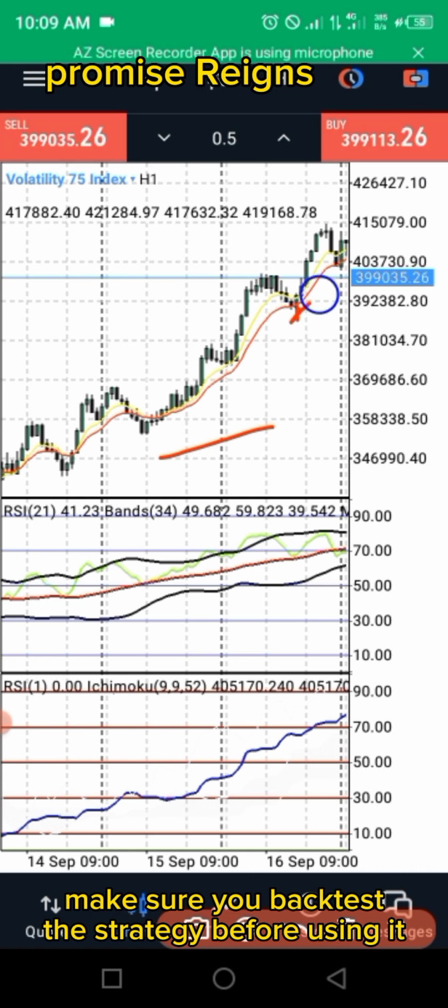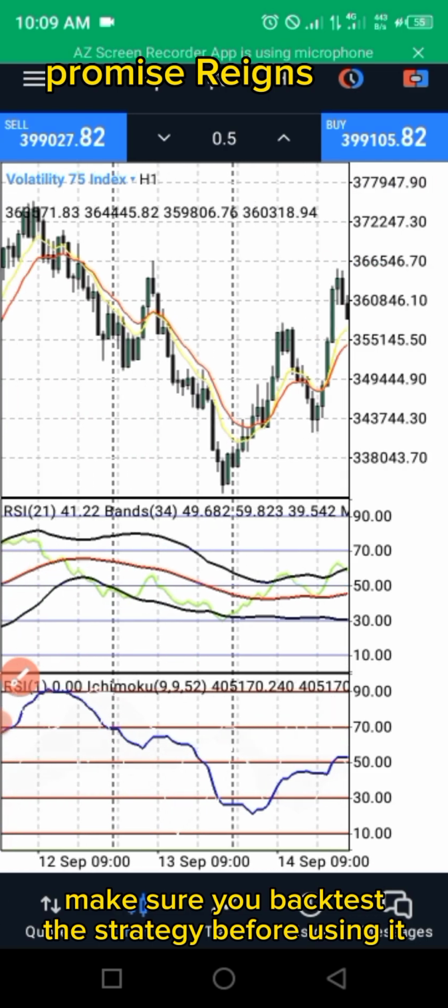Once a candle touches the red line, we come out from the market. So that's how you use the strategy. The strategy is very, very simple and profitable.